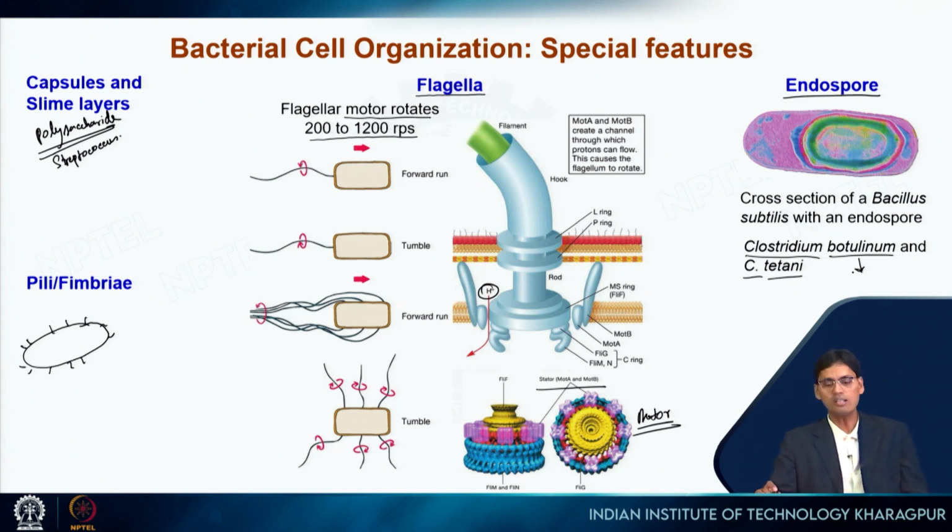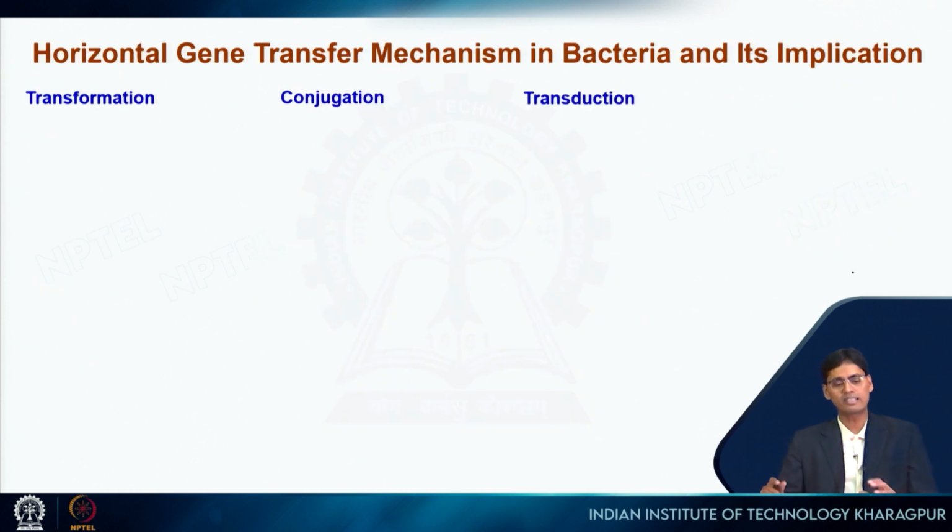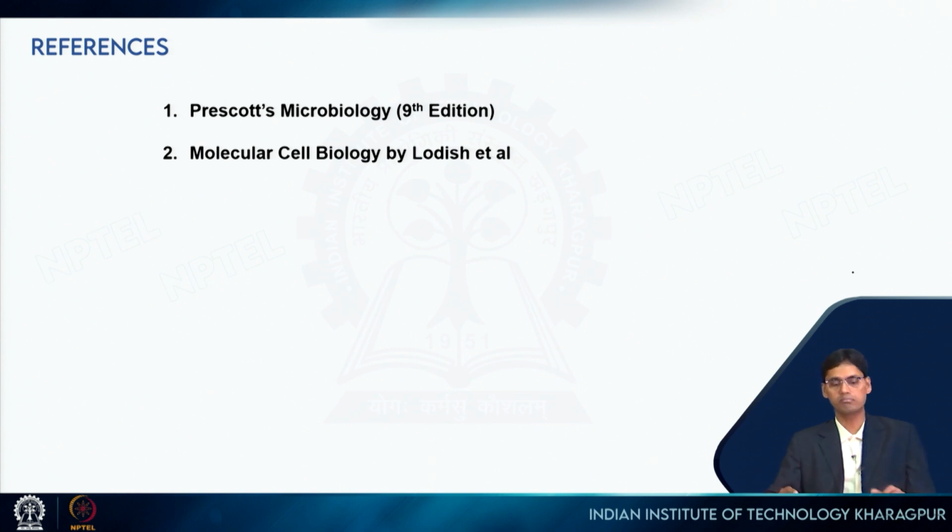So that's all. Something is mentioned here about horizontal gene transfer mechanisms in bacteria and their implications. It will take a little more time, so I will discuss it in some other class. You can refer to any of these textbooks. Mostly I covered this from this textbook, and some information is also present in this book as well. Thank you very much.